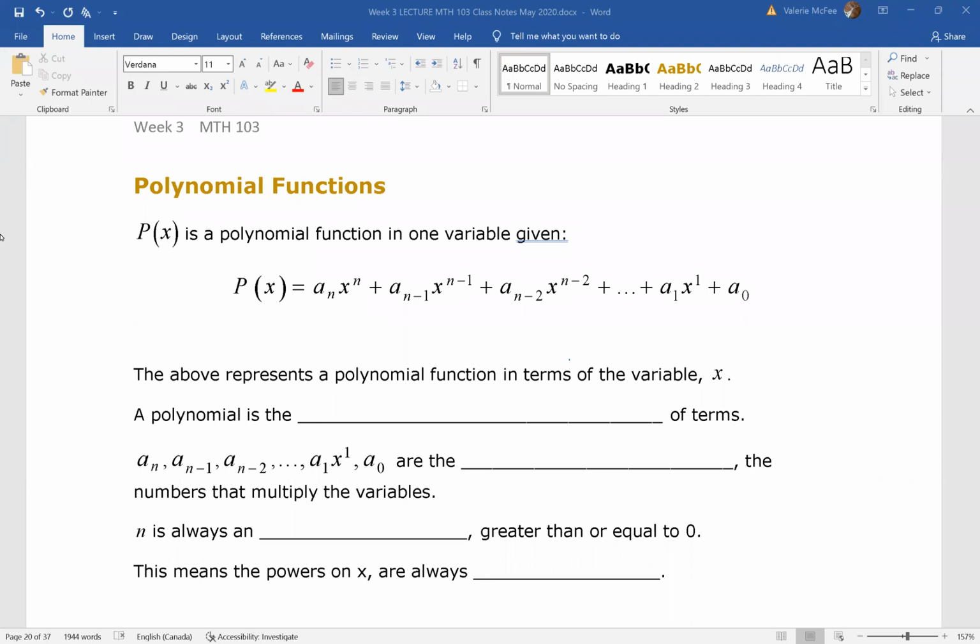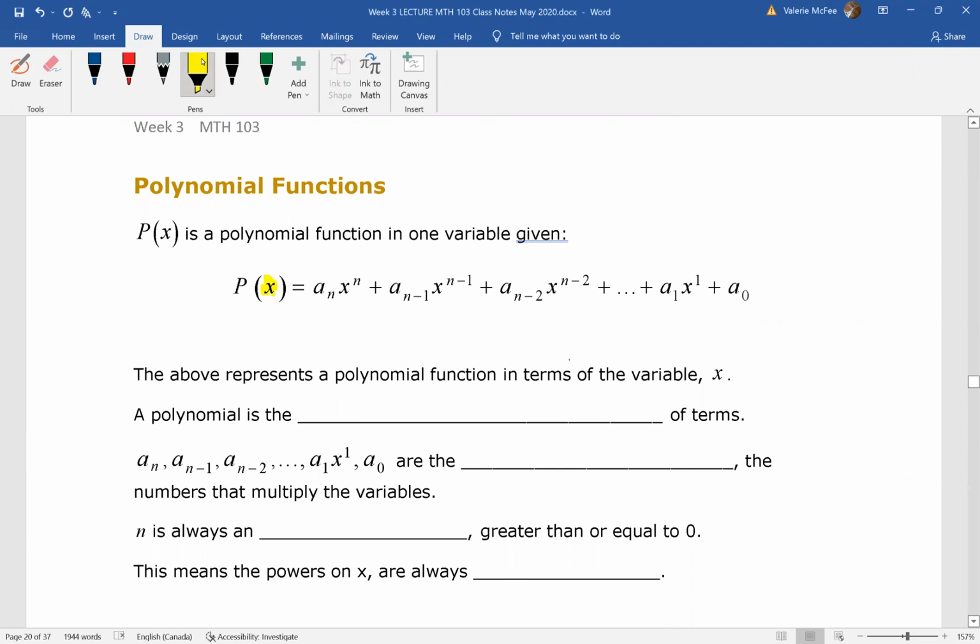Because now we want to look at a whole set of videos involving polynomial functions before we finish up week 3. So you can see here, I have a very long and strange looking expression. This is a polynomial function in terms of the variable x. I know that x is going to be my variable because it's here in that function notation, p of x. So a polynomial is always the sum or difference of terms, the addition or subtraction of terms.